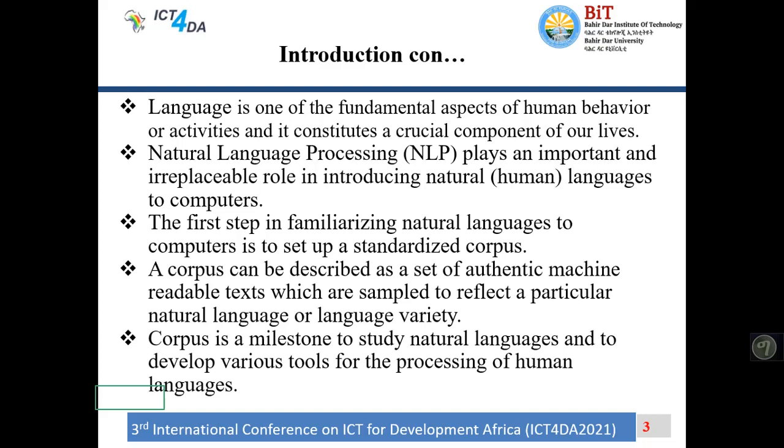As you know, natural language processing plays an important role in introducing human language to computers. Therefore, the first step in familiarizing natural languages to computers is developing a standardized corpus. And a corpus is a milestone to study natural languages and to develop various NLP tools for human language processing.